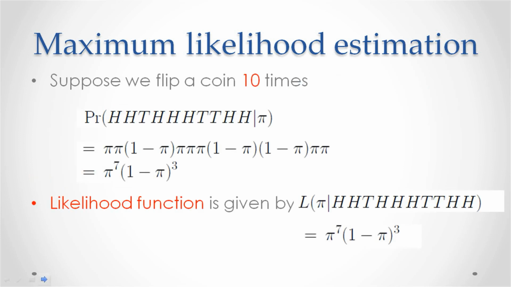Consider a very simple example where we flip a coin 10 times. And suppose that we observe the sequence H H T H H H T T H H. Now, it is quite simple to show that the probability of this outcome, given that the probability of heads is pi, can be given by pi to the power 7 into 1 minus pi to the power 3. This is a function of pi given the data.